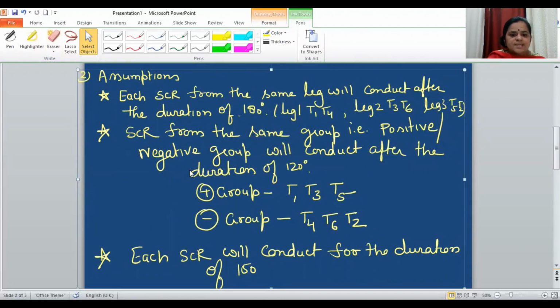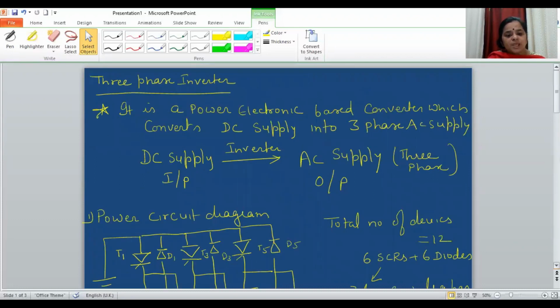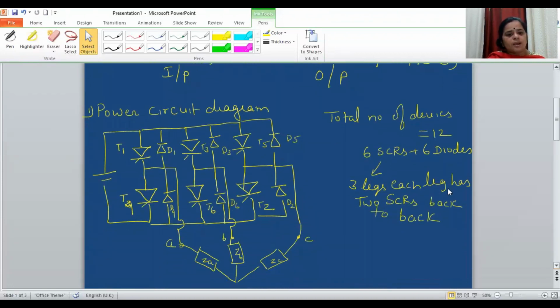The second assumption is that SCRs from the same group, meaning the positive group or negative group, will conduct after a duration of 120 degrees. What is the meaning of SCRs from the same group? In this power circuit diagram, you can see that 1, 3, 5, these three SCRs have their anodes at a similar potential because they are short circuited and connected to the positive supply. That means 1, 3, 5 are called the positive group SCRs because they can conduct only when the maximum positive supply is connected to them.